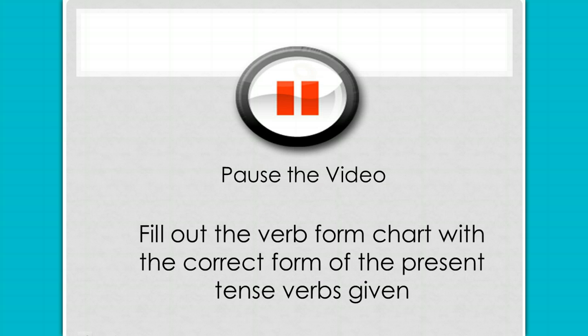Pause the video now and fill out the verb form chart with the correct form of the present tense verbs given.